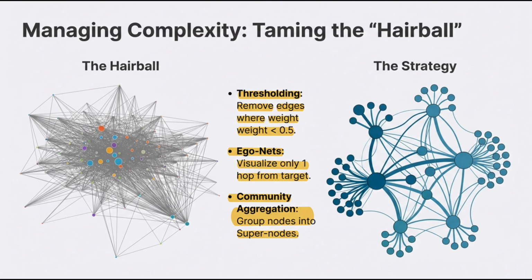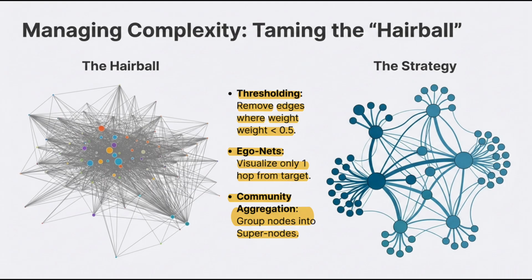Second, ego nets. Instead of plotting the whole system, visualize only the neighborhood around a target node. That is especially useful when studying a key institution. Third, community aggregation. Group nodes into supernodes. So the picture shifts from individual actors to higher-level structure.